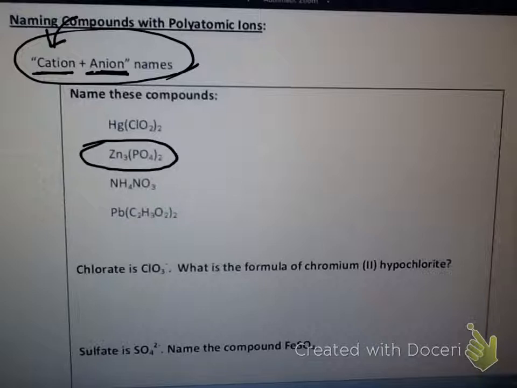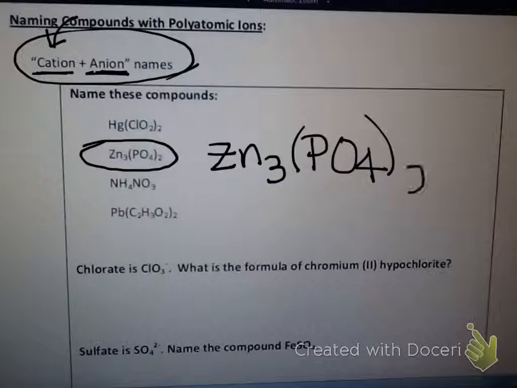Let's start with this example here. Here we have zinc, Zn3, parentheses, PO4, 2. So how do I know this is an ionic compound? First of all, it contains a metal. If you contain a metal or ammonium, the only cation we have that's not a metal, then you know you have an ionic compound. So you're going to name cation, anion.